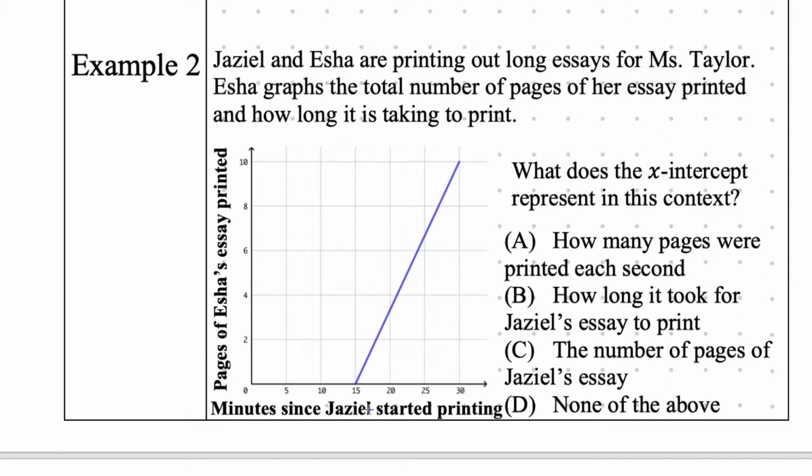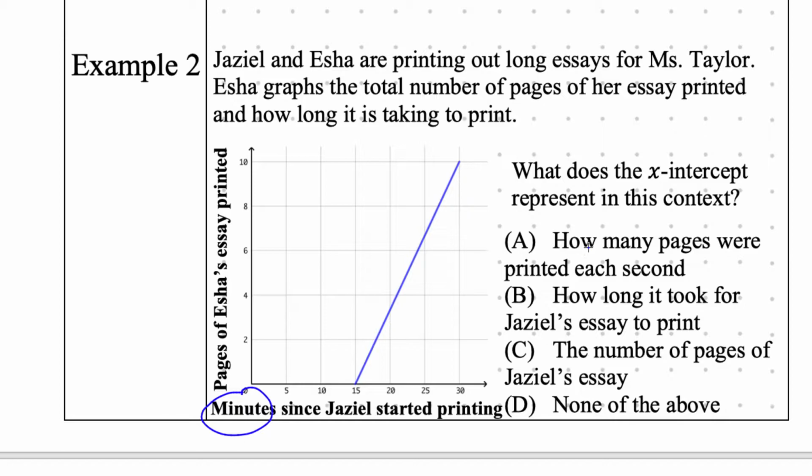If it was minutes since Esha started printing, we would have started all the way back here. But we had to wait for Haziel to start printing. So that's what's happening in this graph. So I'm asking you, what does the x-intercept represent? The x-intercept, we should be thinking some sort of minutes since Haziel started printing. So the units down here are really going to help us.